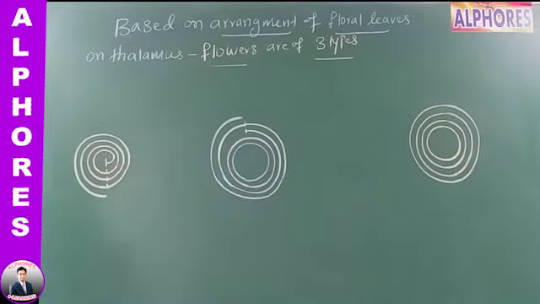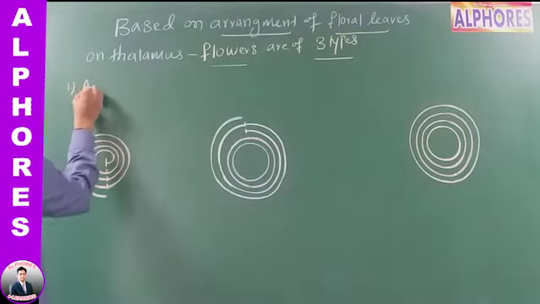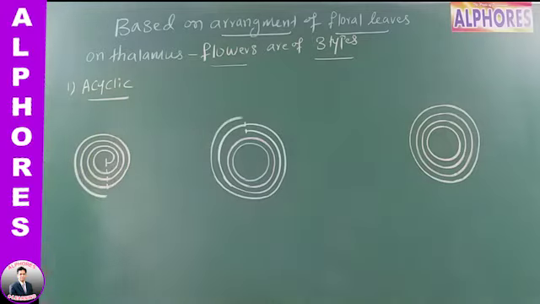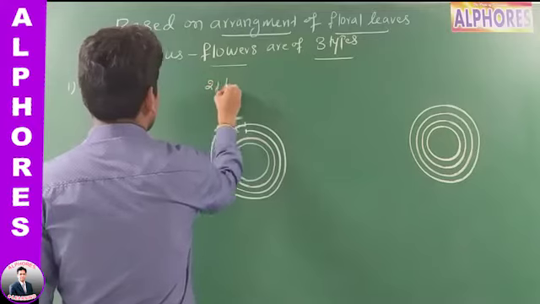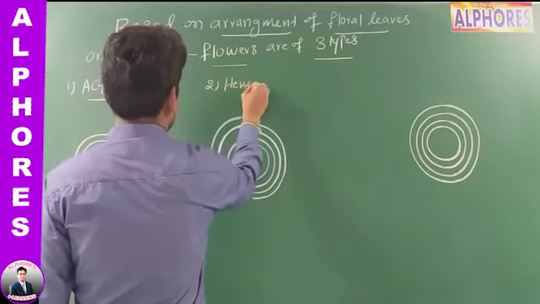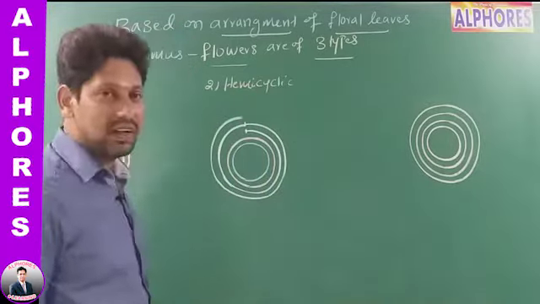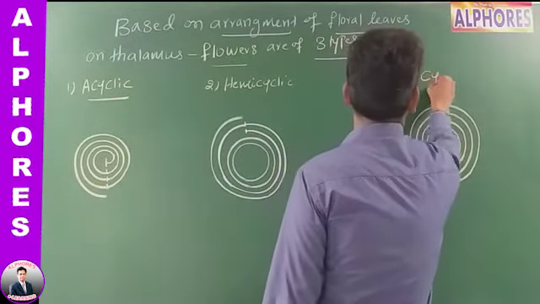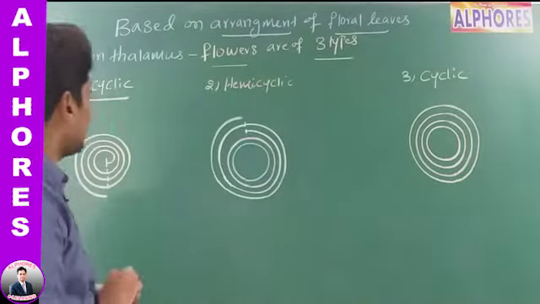The first one is acyclic flowers. The second one is hemicyclic flowers. And the third one is cyclic flowers. Okay, go to the first one.